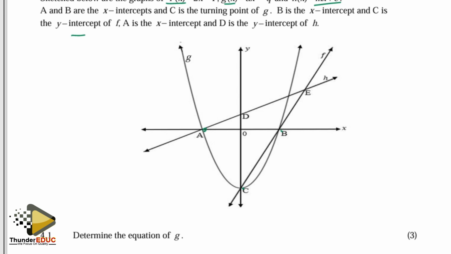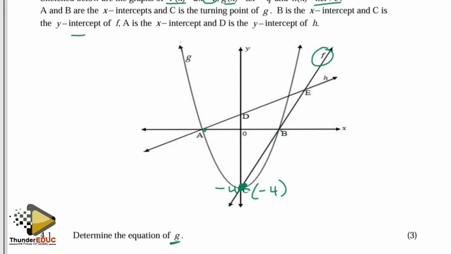All right. They want us to determine the equation of g for 3 marks. So the question is, what is g? g is the parabola. But we know that this parabola is turning at this point. Which point is the y-intercept of f? So from this straight line, we know that negative 4 is the y-intercept. So this C is a negative 4. Okay, that's a negative 4. So we already have our q as a negative 4.